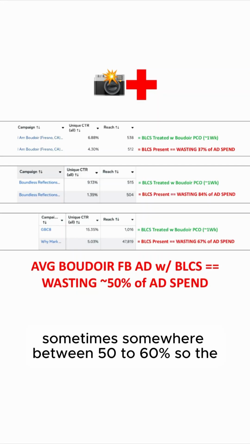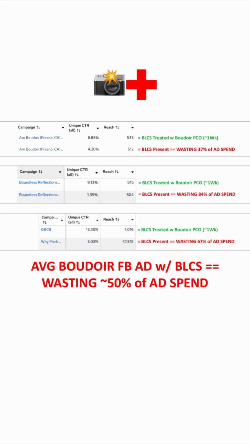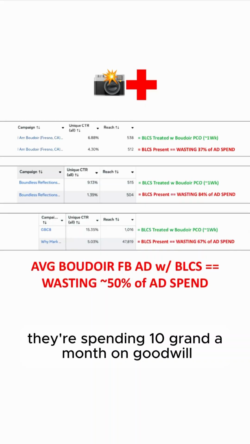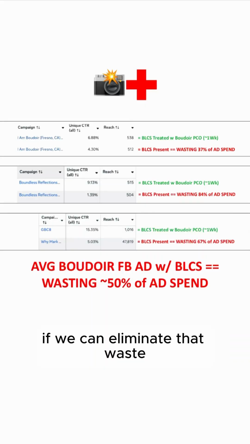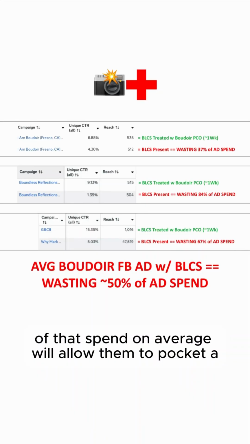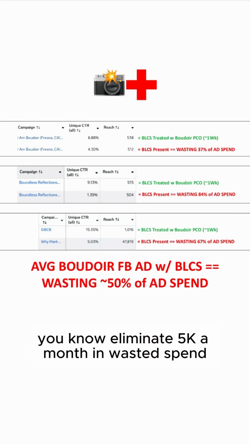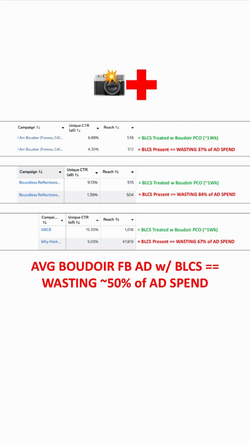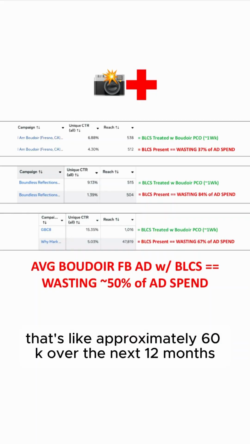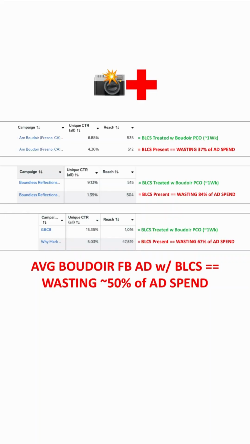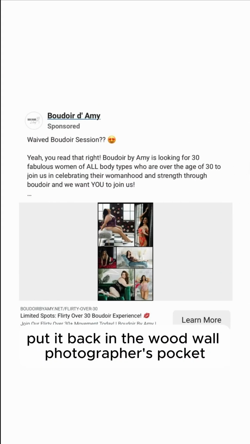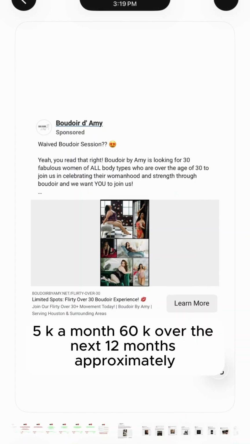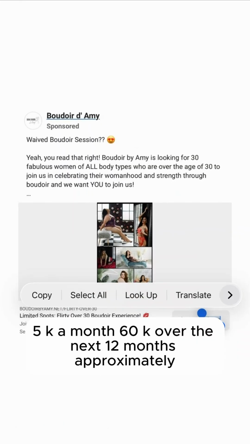So if they're spending 10 grand a month on Boudoir Facebook ads, if we can eliminate that wasted ad spend, on average, we'll allow them to pocket, eliminate 5K a month in wasted spend, and that's approximately 60K over the next 12 months. Literally back in their pocket, simply not being wasted, paid to Zuck. Put it back in the Boudoir photographer's pocket, 5K a month, 60K over the next 12 months approximately.